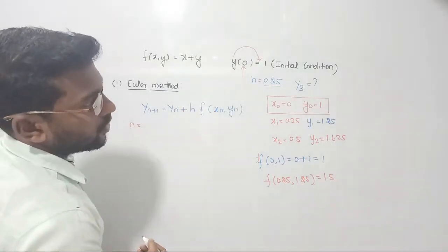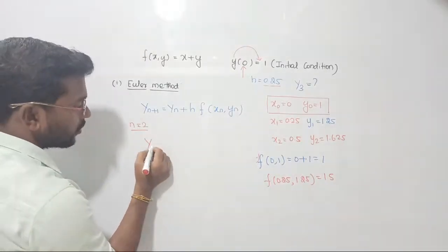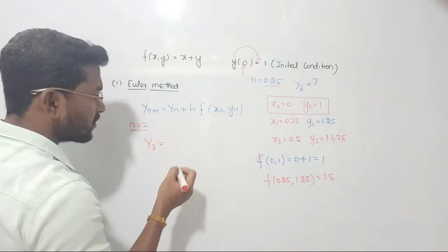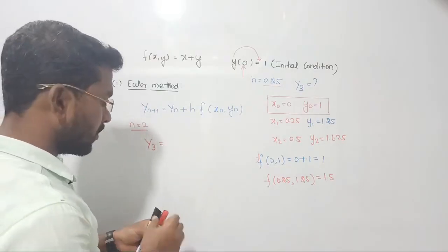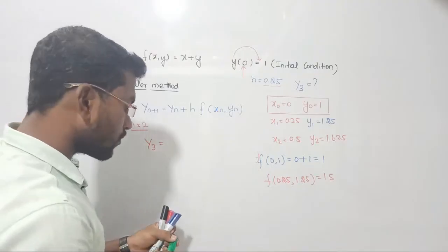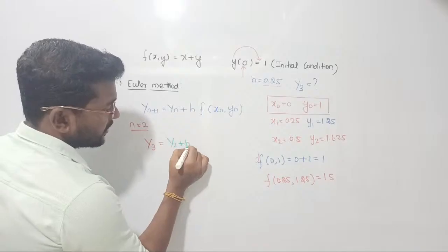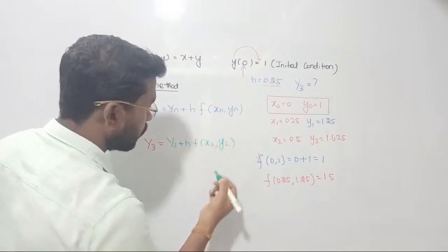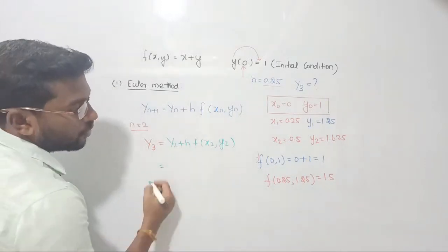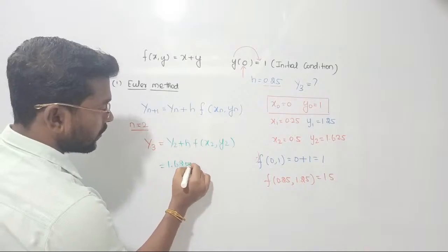Let's see, actually the question is y3, right? Let's say n equal to 2. Rare means don't think that there will be no questions; there will be only very few questions. I'm telling like that. Fine. For n equal to 2, the value is y2 plus step size h times f of x2 comma y2. Let us substitute. What is the value of y2? y2 is 1.625. You please do it by yourself.